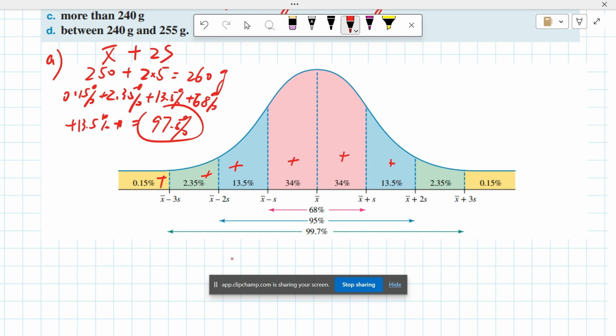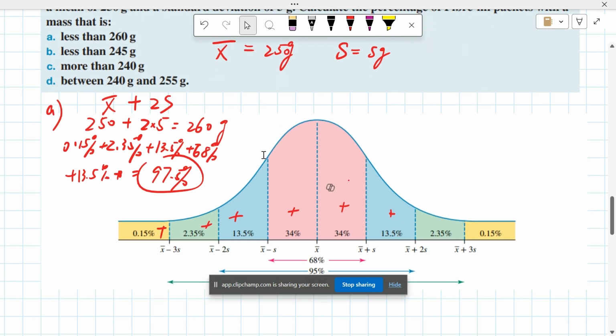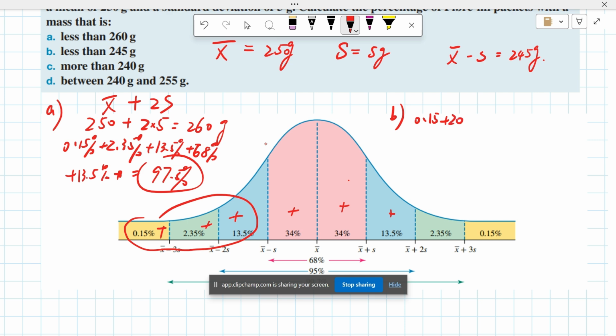Now, the mass of 245 is 1 standard deviation below the mean, which is around here. So less than 245, let's say the mean minus the standard deviation, will be equal to 245 grams, which is here. We add those three together: 0.15 plus 2.35 plus 13.5, and that equals 16%. Or we can use 50 minus 34%. That's the other way to do it.